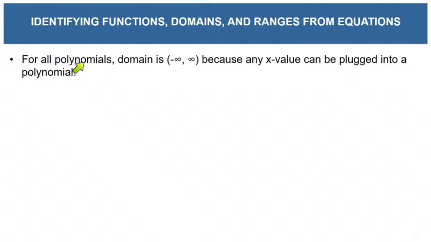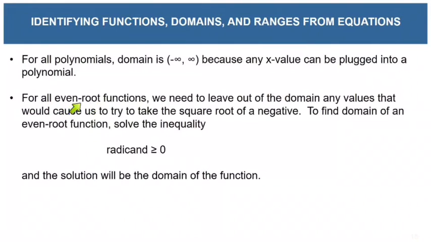Polynomial functions, very simple. The domain of a polynomial function will always be negative infinity to positive infinity, because a polynomial is just a string of terms where each term has an x power that's a positive whole number. So any number can be plugged into these, and they don't have any places where they go undefined or imaginary. So really there's nothing we need to leave out of the domain, and the domain will always be negative infinity to positive infinity.